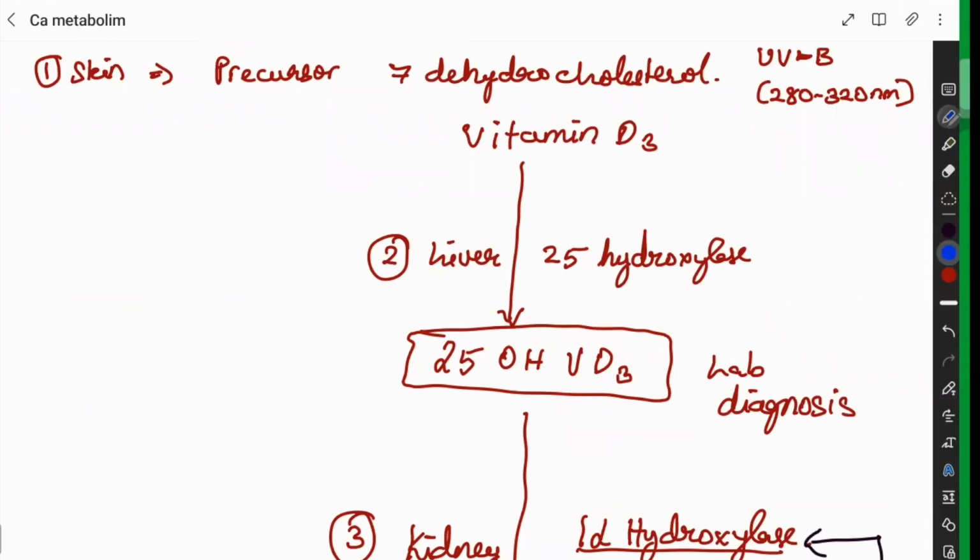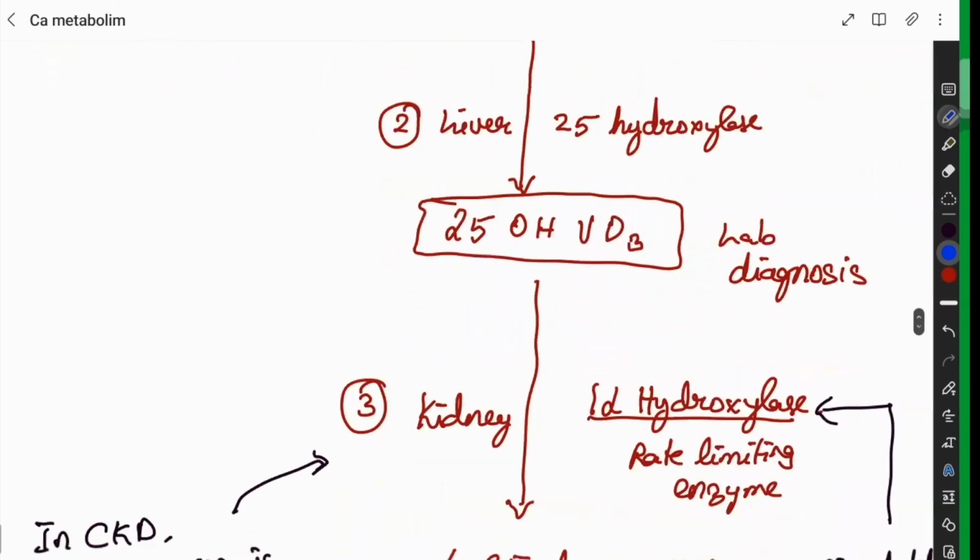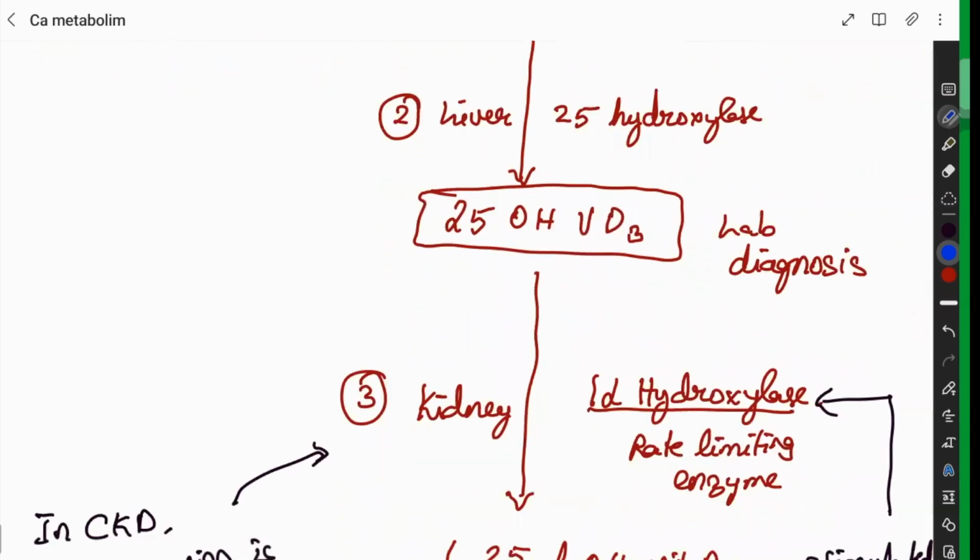This 25 hydroxy vitamin D3 is the one we see in the lab, which we measure. So if you want to see the level of vitamin D, what will you measure? 25 hydroxy vitamin D3. That is what you measure. Okay, now you have this 25 hydroxy vitamin D3. Now the next question: is 25 hydroxy vitamin D3 the active form? If you ask, the answer is no.